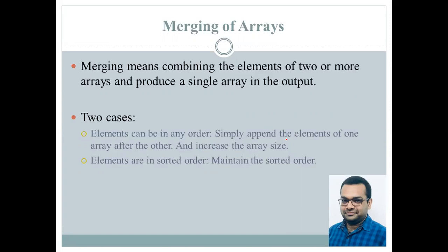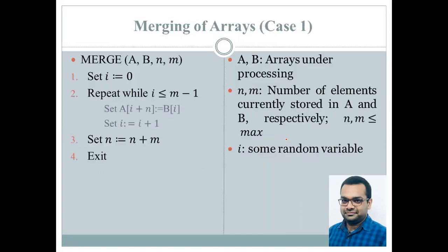The topic of this video is case one, where we have to simply append the elements of one array at the end of the other. So this is our algorithm in which we have two arrays A and B and their respective sizes are n and m. We initially set the counter to 0 and we'll see the working of the algorithm in a while. We have assumed that the sizes n and m are both less than max, that is the number of maximum allowed elements. I is some random counter variable.